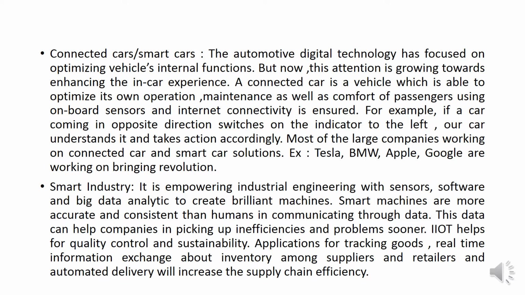Smart industry. It is empowering industrial engineering with sensors, software and big data analytics to create brilliant machines. Smart machines are more accurate and consistent than humans in communicating through data. This data can help companies in picking up inefficiencies and problems sooner. IIoT helps with quality control and sustainability. Applications for tracking goods, real-time information exchange about inventory among suppliers and retailers, and automated delivery will increase the supply chain efficiency.